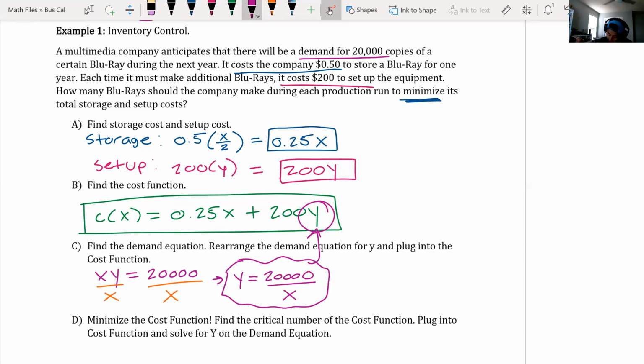Okay. Which means we're doing that all in step C. So I'm going to have to write small. I could write to the outside. Okay. So this means that you're going to get C of X is equal to 0.25x plus 200 times my new Y value of 20,000 over X.